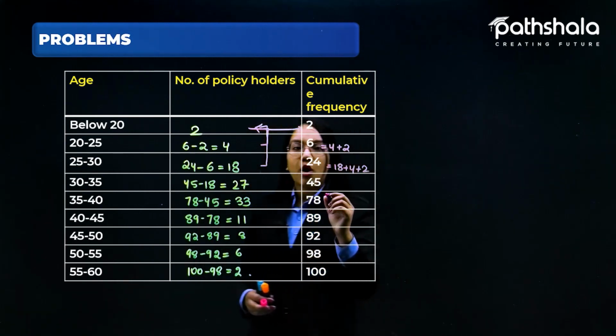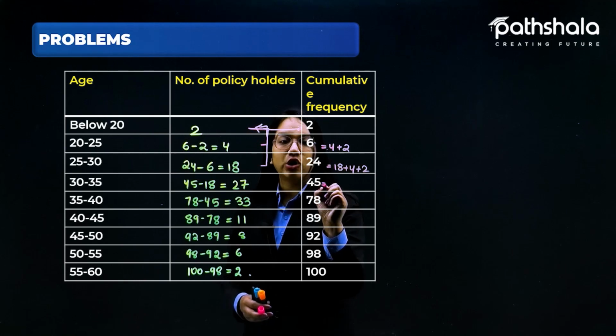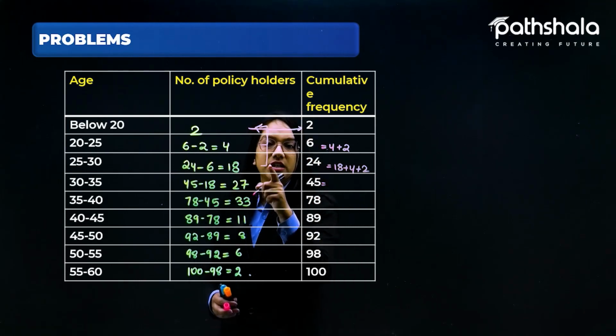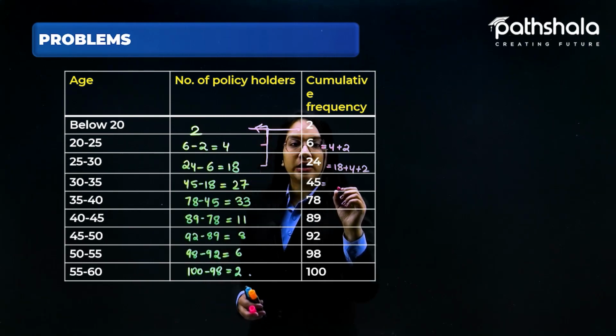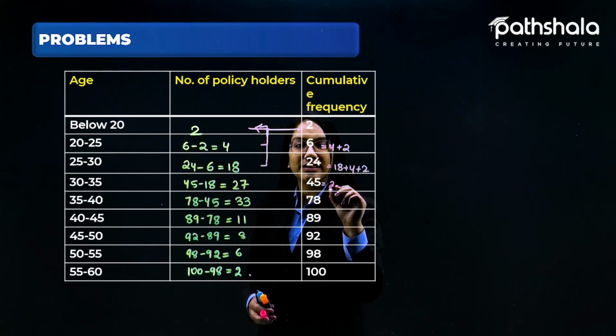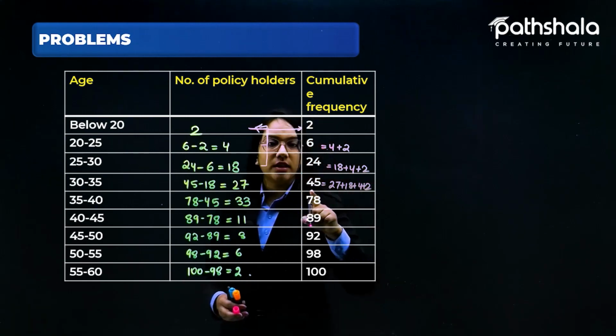You can see this. Now the 45 cumulative frequency comes by summing up all these frequencies, meaning 27 plus 18 plus 4 plus 2, which is 45.